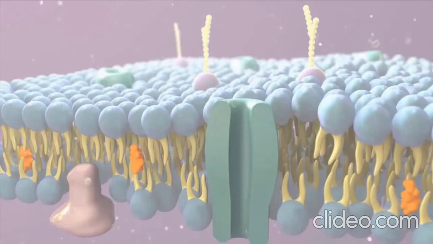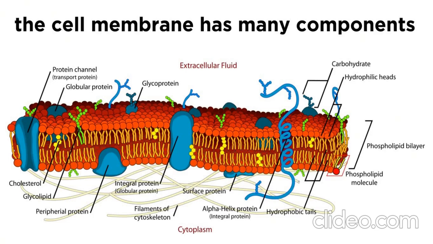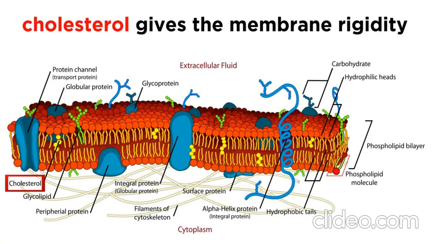We refer to this bilayer as a fluid mosaic because these phospholipids are not fixed in their location with respect to one another. They are swimming around and constantly changing places, like concert goers navigating through the crowd. But it's not just phospholipids in the membrane. There are molecules of cholesterol, which give the cell membrane some rigidity. Otherwise, it would be too fluid.